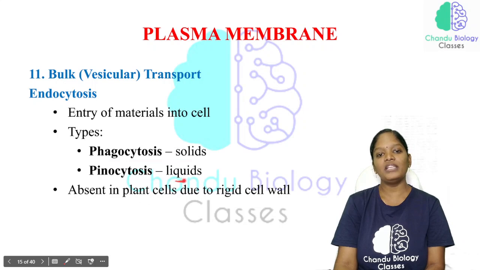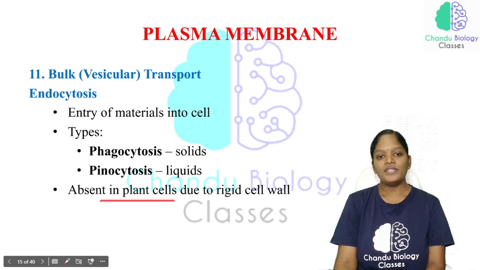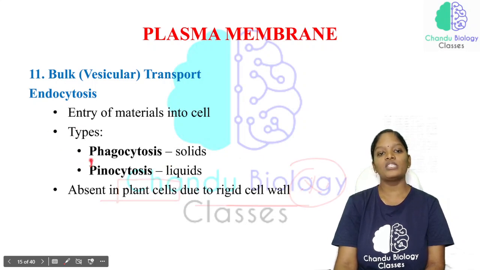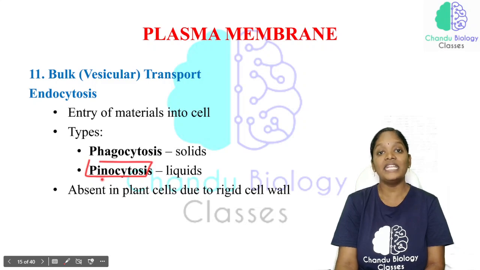If it is a liquid, the process will be pinocytosis. If it is a solid, the process will be phagocytosis. It is simply the cell engulfing substances. This is absent in the plant cell due to the rigid cell wall, so this is very important. Another important common name for pinocytosis is cell drinking.